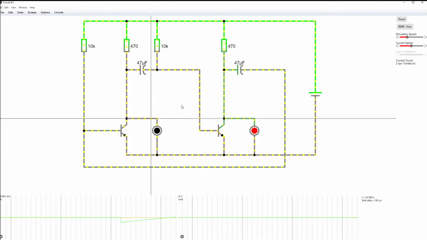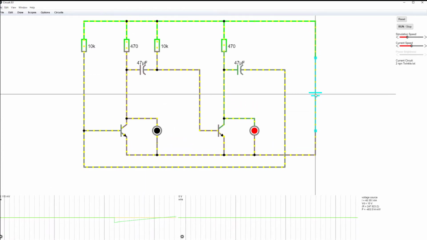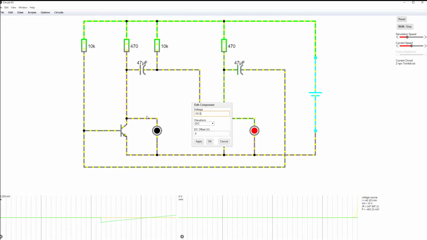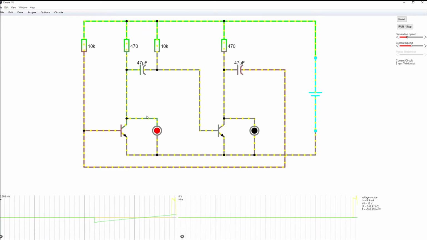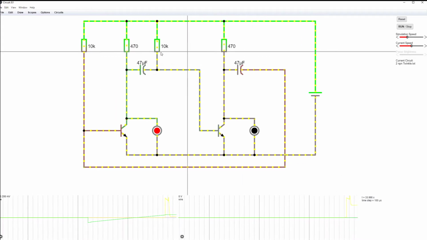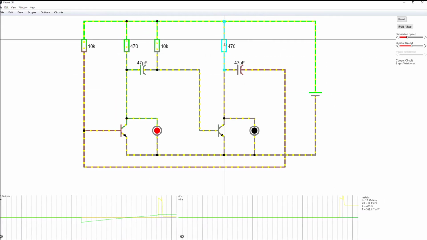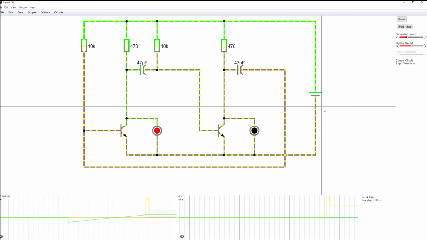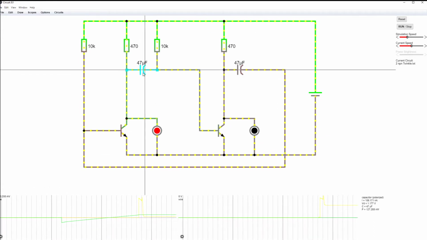What we have here is the same thing. We have a voltage, a 10 or 12 volt source. That's fine. It's going through. We have our 10K resistors. We have our 470s. This is very similar to our original circuit diagram. So what's happening at this point right now is we have these capacitors.